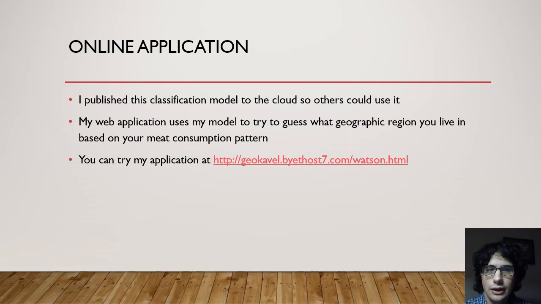All right, and finally, I created an online application. This online application lets anyone interact with the classification model I made. What my online application does is that it will guess what geographic region you live in when you tell it your meat consumption pattern. And you can try out my application at the website below.